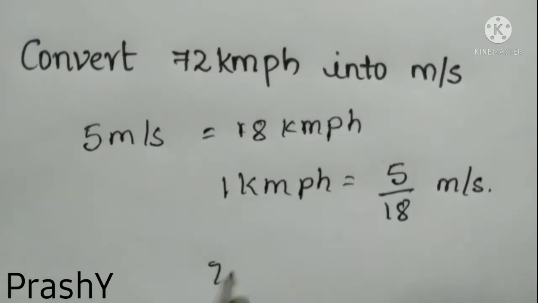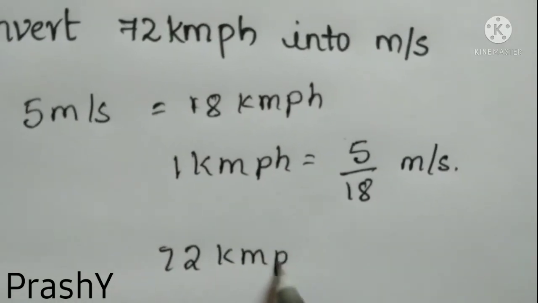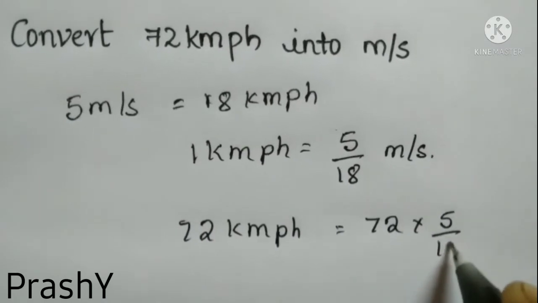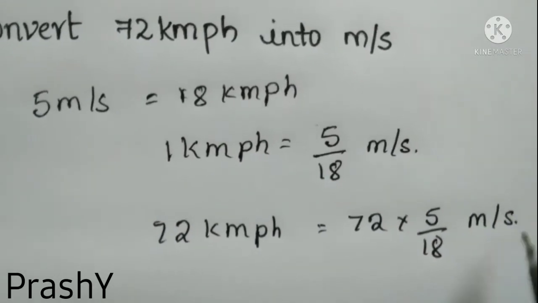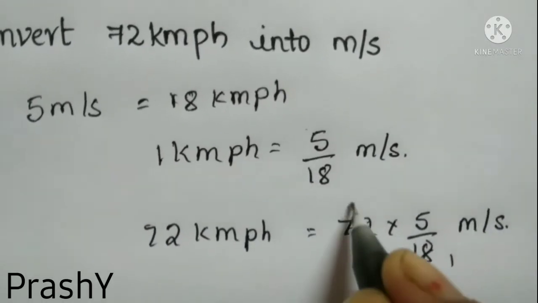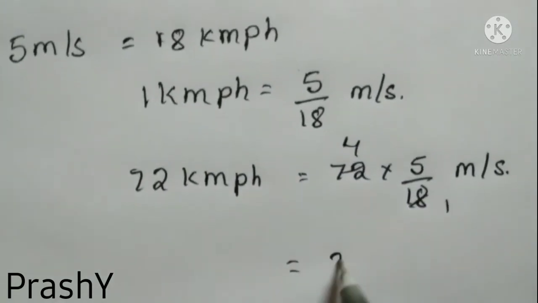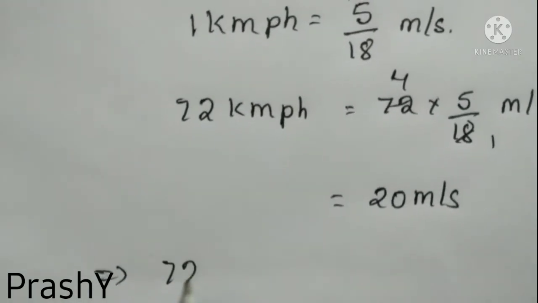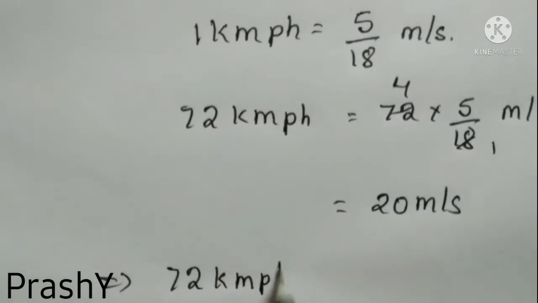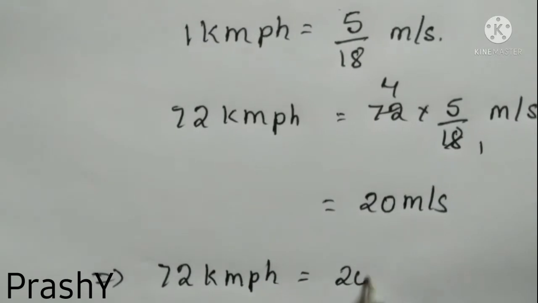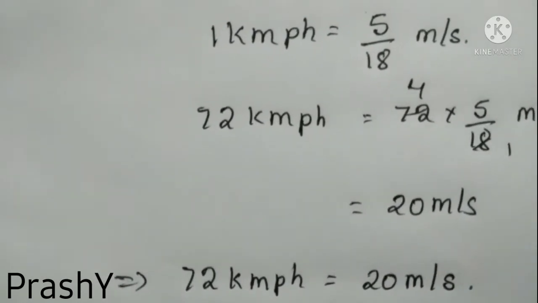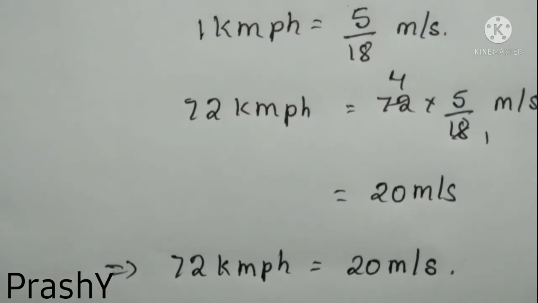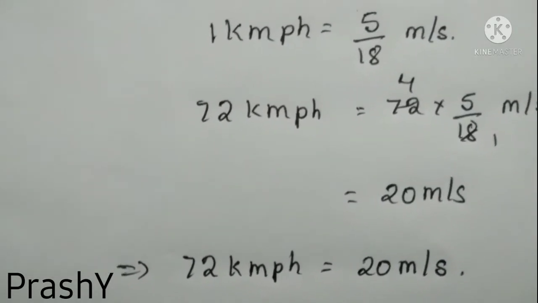So 72 kmph is equal to 72 into 5 by 18 meter per second. So 18 ones, 18 fours. So I will get 20 meter per second. So finally I will get 72 kmph is equal to 20 meters per second. So this is how we can convert practical units into SI units for speed.